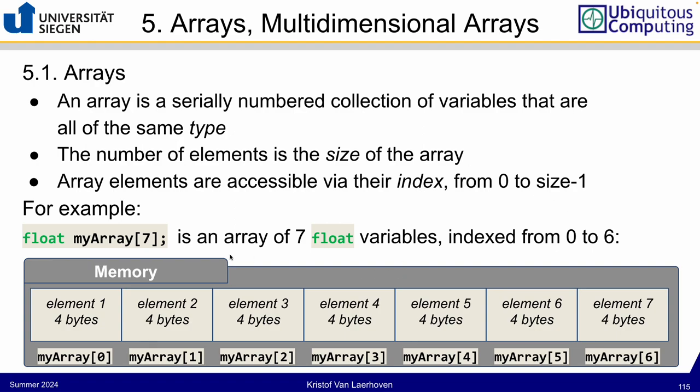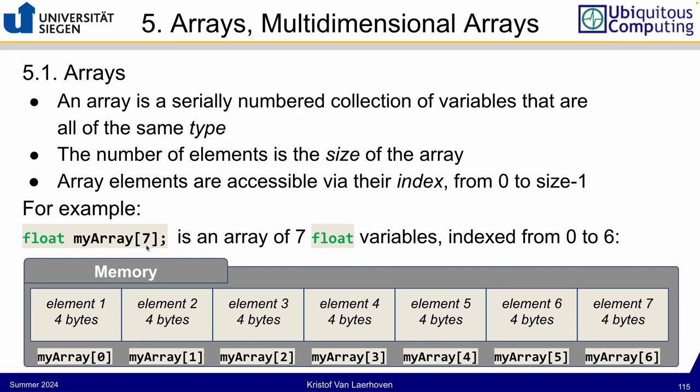So if I have, in this case, float myArray of 7, then I have 7 floats, and I put them into a structure that I call my array. And I can get to each of those floats with the index over here. The tricky thing is that the index starts from 0, so I can only get to those values by saying 0, 1, 2, 3, 4, 5, 6, if this array is of size 7.